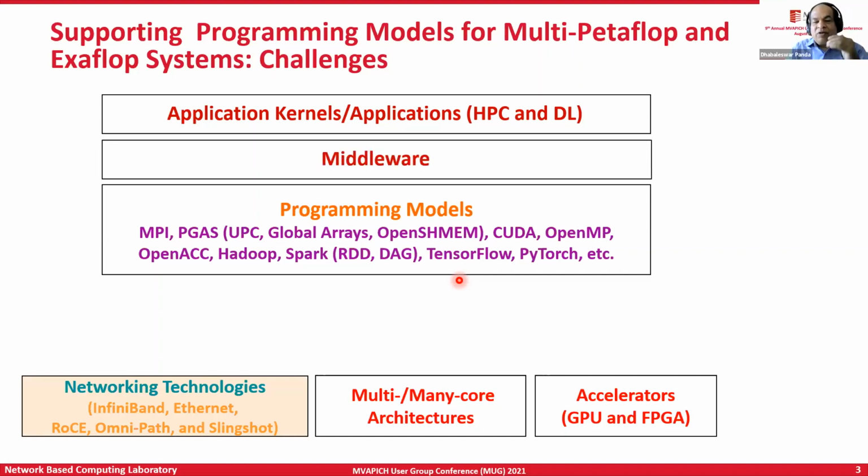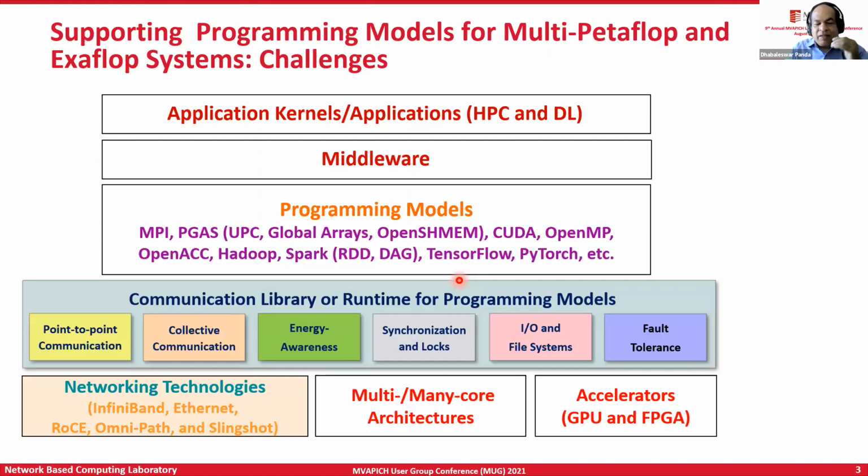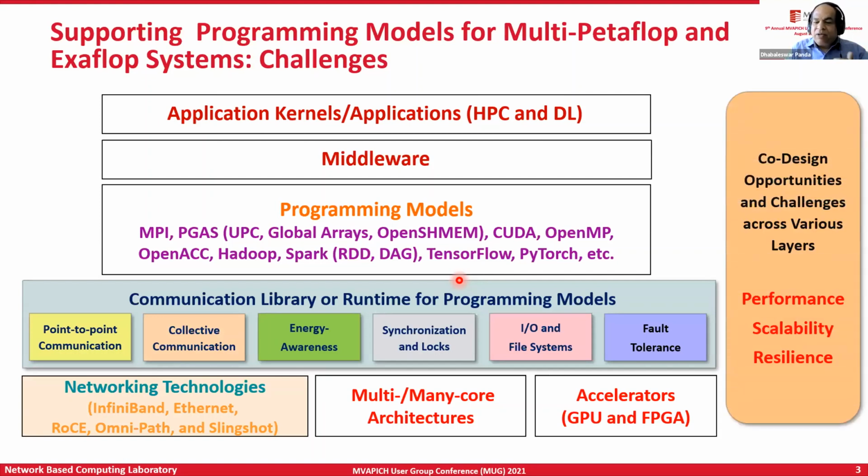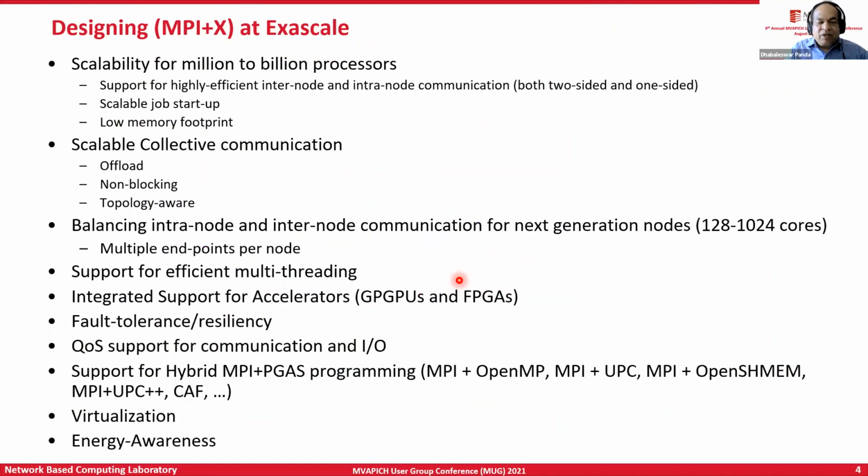This is where the software architecture comes in. We typically have some kind of middleware, and then we need to design the communication library for these programming models. Either we can do this in a layered manner, or we can also try to do the co-design. This is a very high-level framework in which the community has been working. In our group, the MVAPICH team is also following a similar approach, trying to design MPI plus X at the exascale.